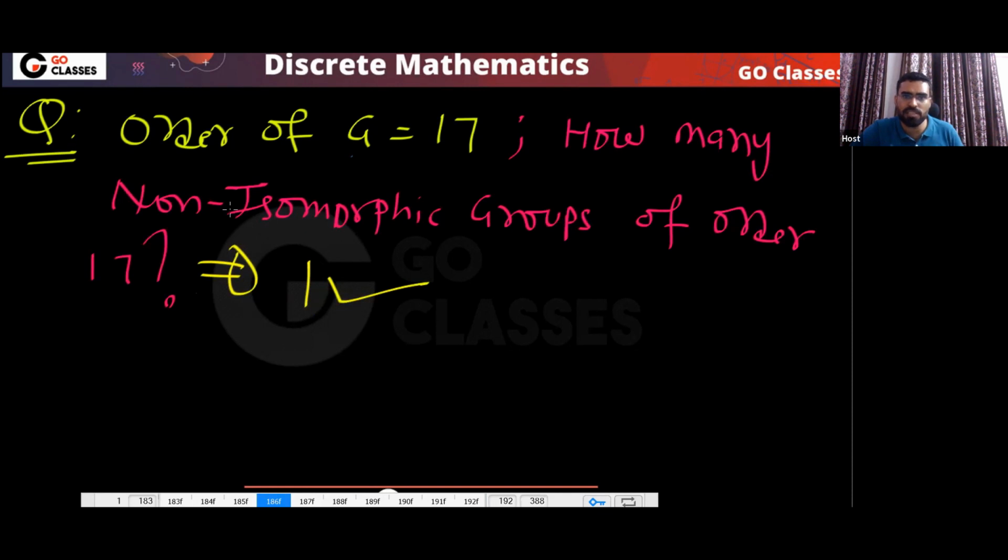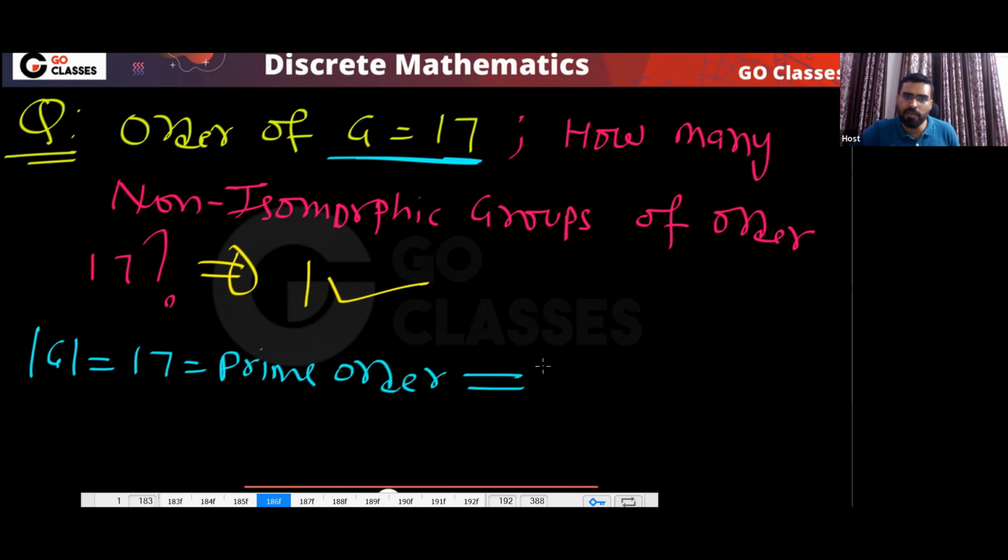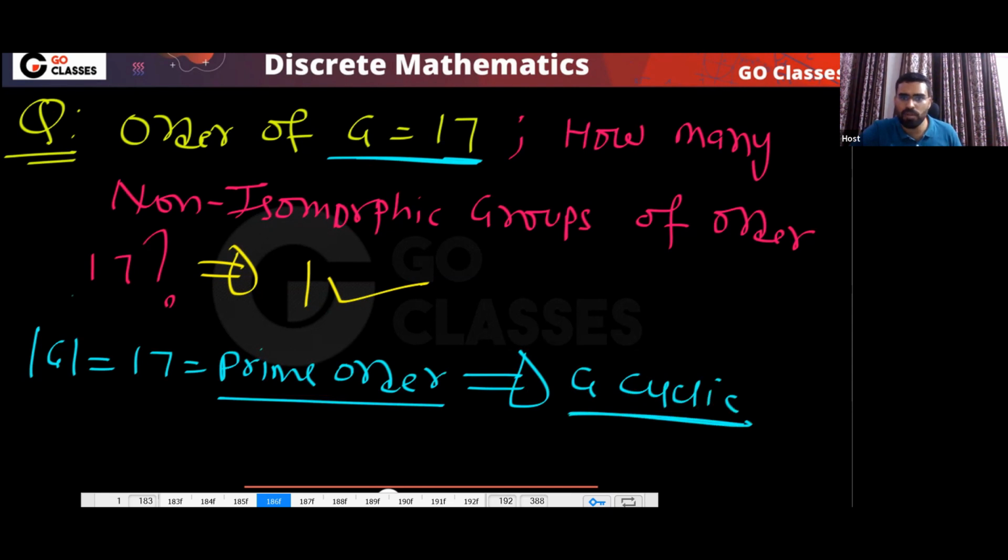The answer is 1. What is the reason? Because it is cyclic. You can notice the order of G is 17, which is a prime number, a prime order. It implies G is cyclic. And every cyclic group of the same order is isomorphic. Yes or no? Every cyclic group of the same order, they are isomorphic.